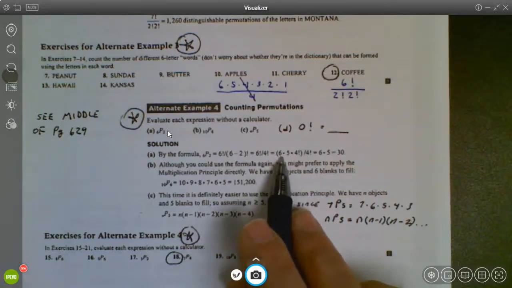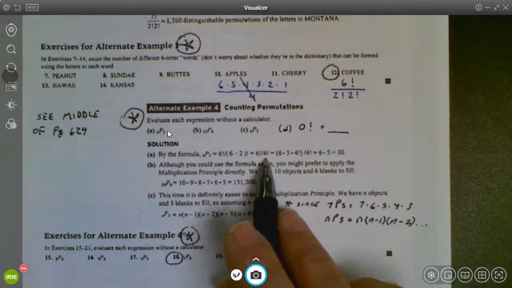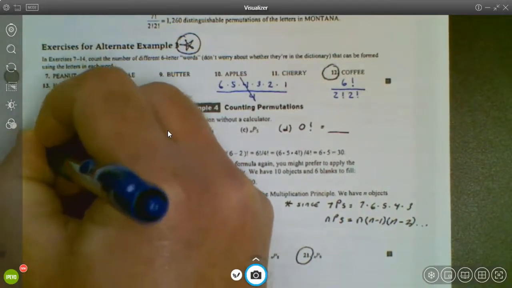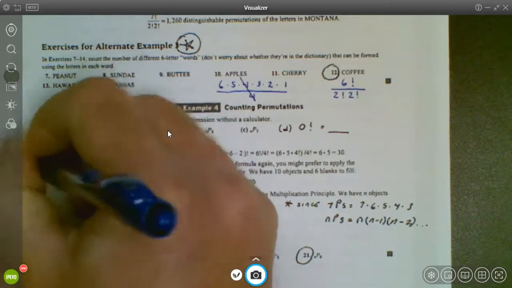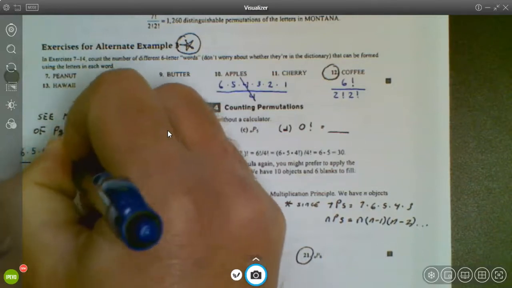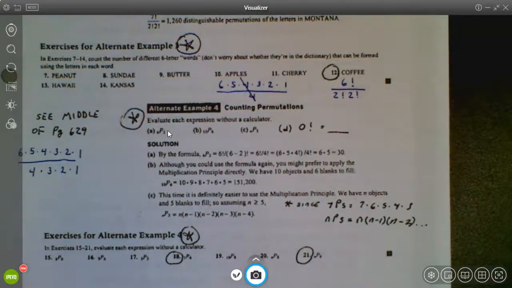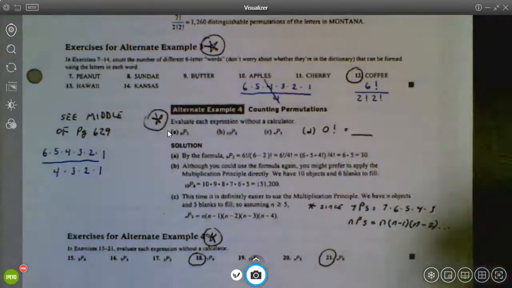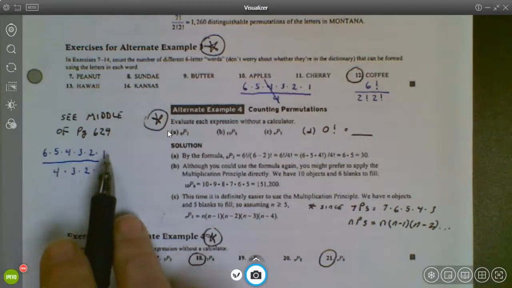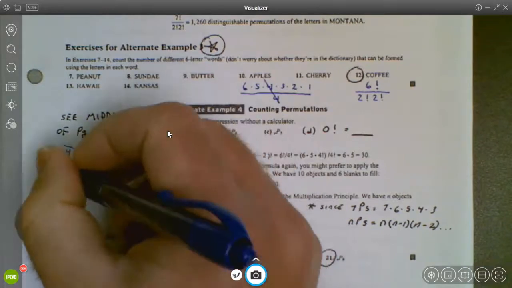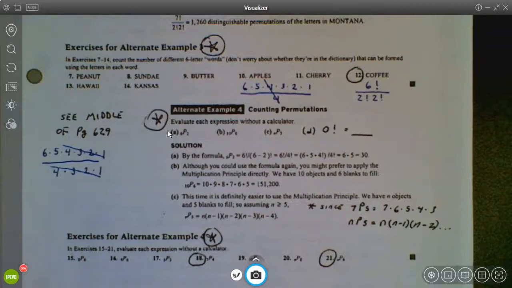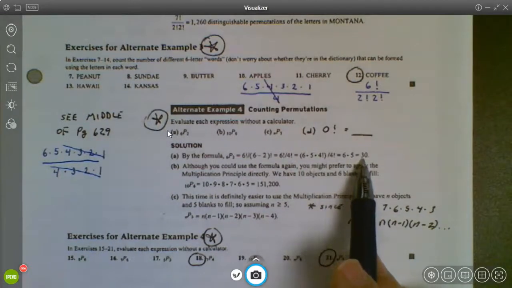If I simplified 6 factorial over 4 factorial, what would that look like? So here is 6 factorial. Here is 4 factorial. What could I obviously cancel here? As I look at the top and the bottom, where I had the 4 factorial is going to cancel out with all of this. So if those guys cancel, we're left with just 6 times 5, which is 30. Right, and so that's what they did here to simplify that and get 30.